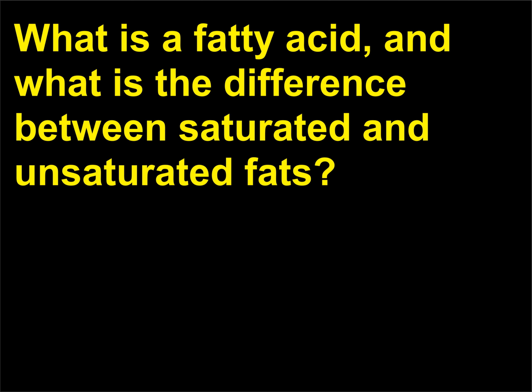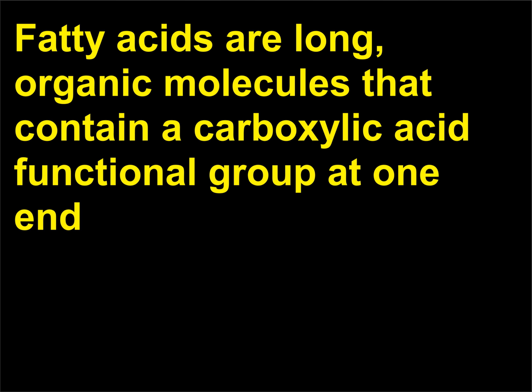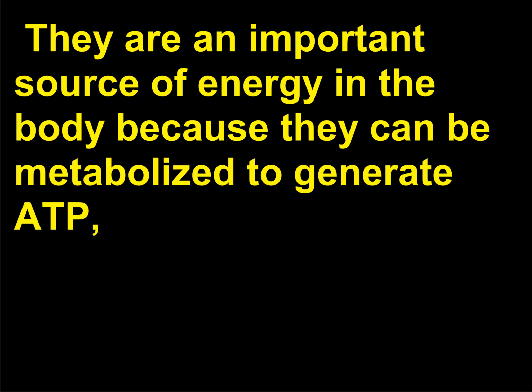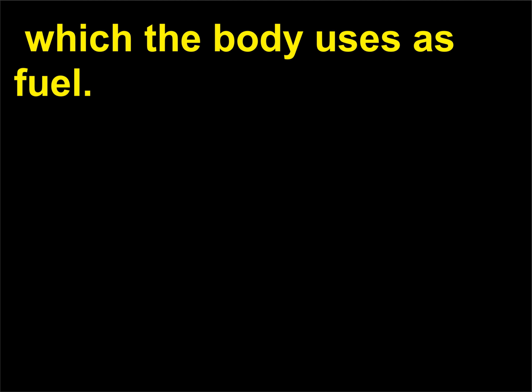What is a fatty acid, and what is the difference between saturated and unsaturated fats? Fatty acids are long, organic molecules that contain a carboxylic acid functional group at one end (see the picture below) and a long, nonpolar tail at the other end. They are an important source of energy in the body because they can be metabolized to generate ATP, which the body uses as fuel.